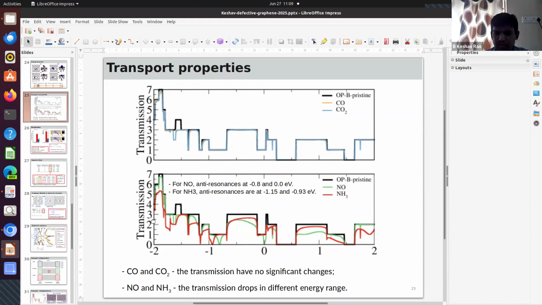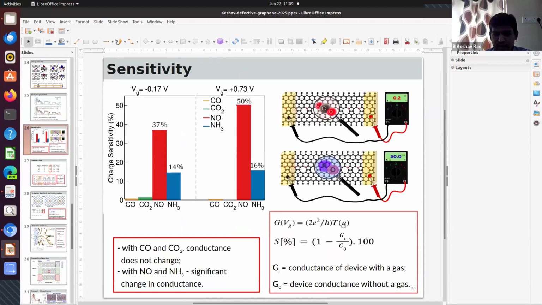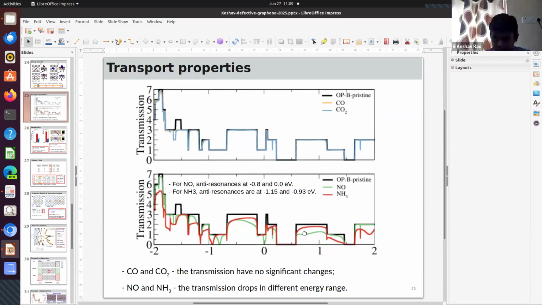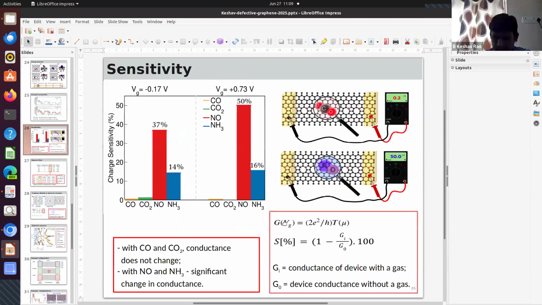And this transmission value, by keeping here, see, mu means chemical potential. Chemical potential is nothing else, just this value. How much value is kept here? So maybe the negative biasing here, you can see 0.73 is positive biasing, around this one. So accordingly, the transmission value can be obtained, and by substituting it here, the conductance can be obtained in our analysis.